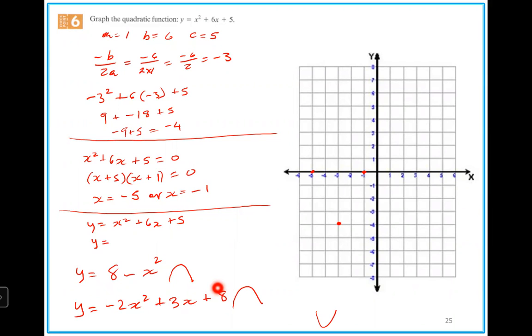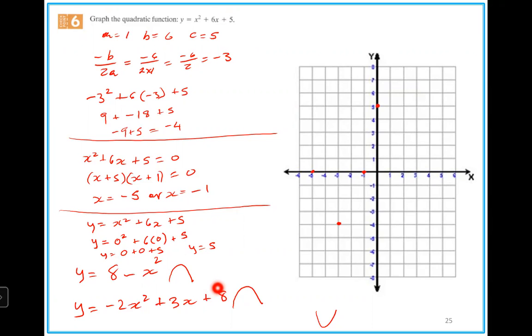Okay, so 0 squared would be 0, and then 6 times 0 plus 5. So y equals 0 plus 0 plus 5, y equals 5. So it's going to pass through the y axis at 5. That would be right here. Okay, so we have 4 points.